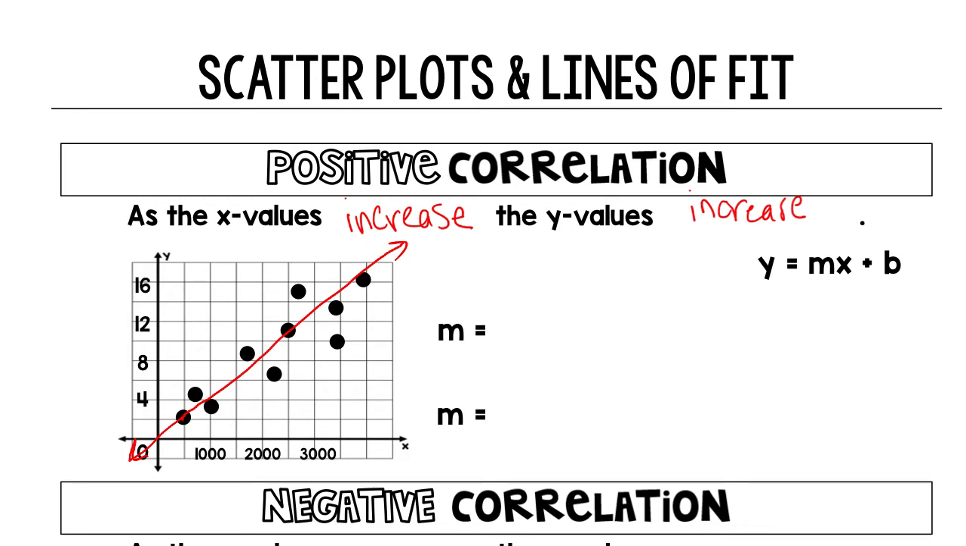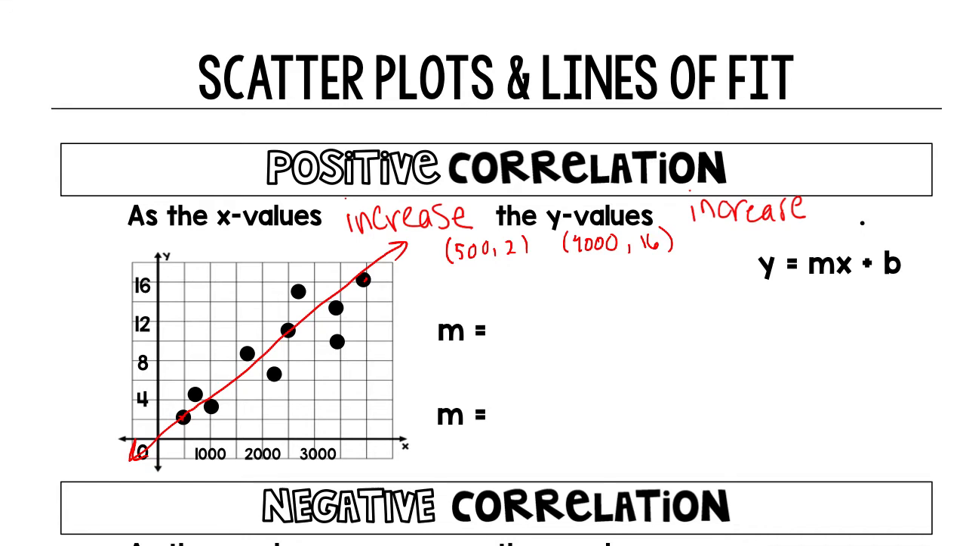Positive correlation also means positive slope. So let's choose the values of this point and this point, and we're going to find the equation of the line that goes through our line of best fit here. The coordinates of those two points are (500, 2) and (4000, 16).